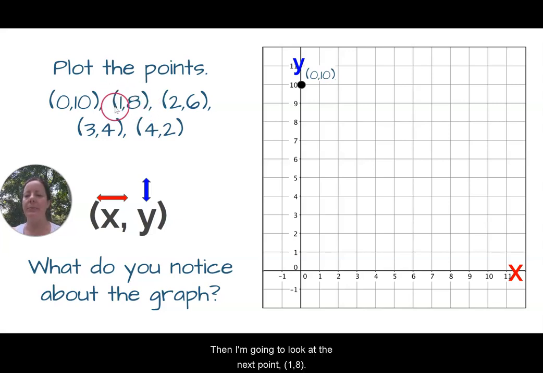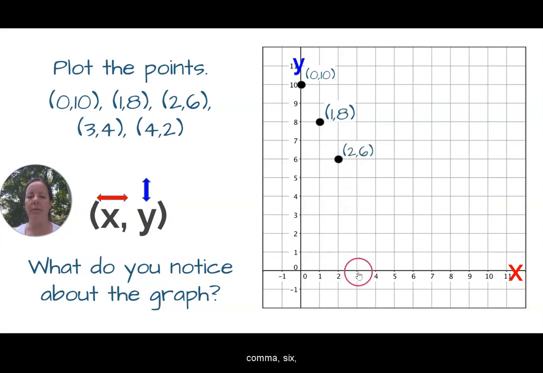Then I'm going to look at the next point, 1, 8. So again, starting at the origin, I'm going to go over 1 because 1 is my x value, so that's going side to side. Positive means I'm going right. Negative means I have to go left. Since 1 is positive, I go to the right 1 place, and then I'm going to go up 8 points and put a point and label it. If we continue this, our next points are 2, 6, 3, 4, and 4, 2.